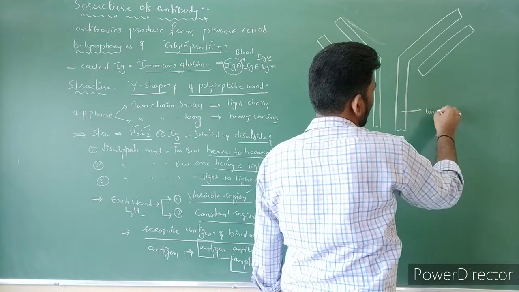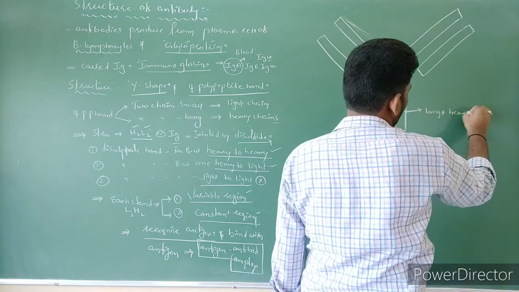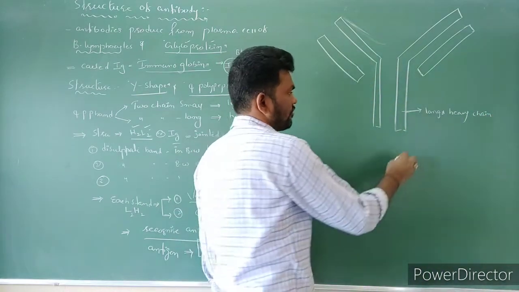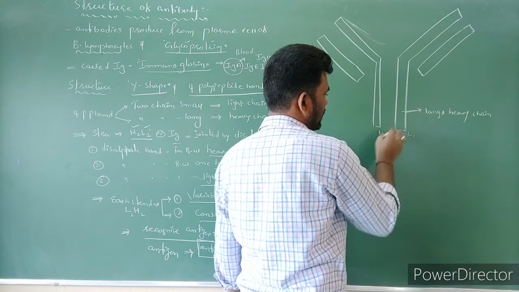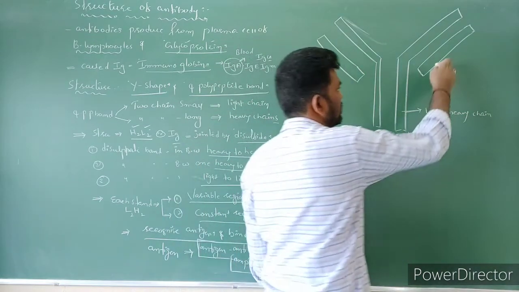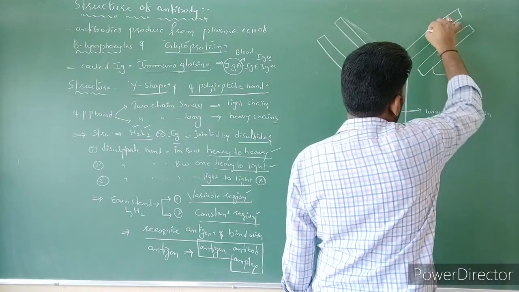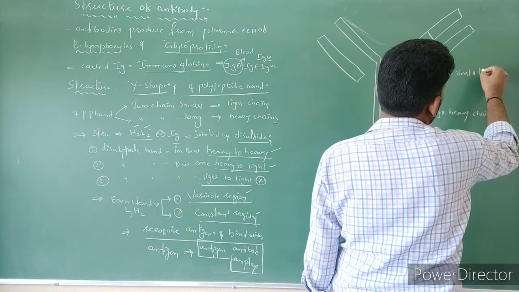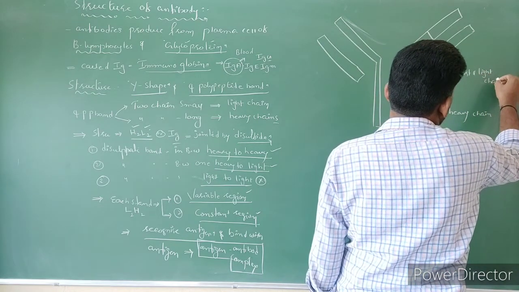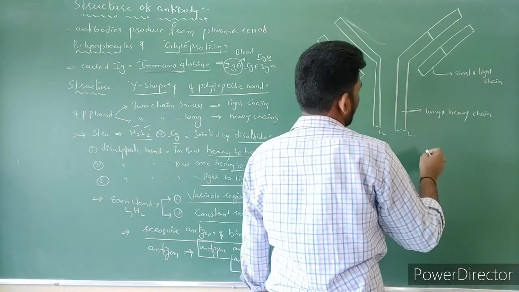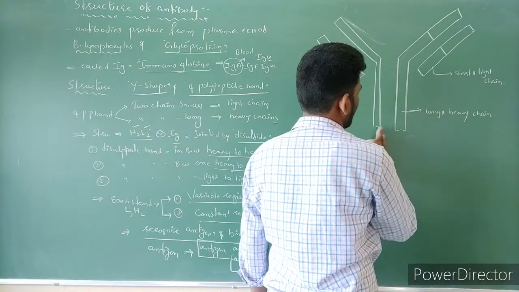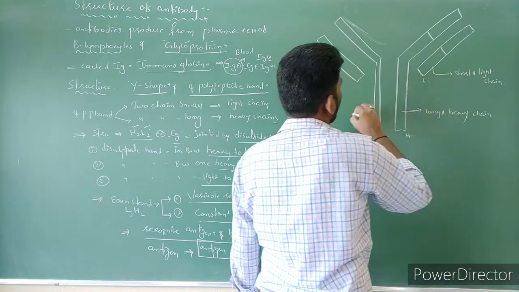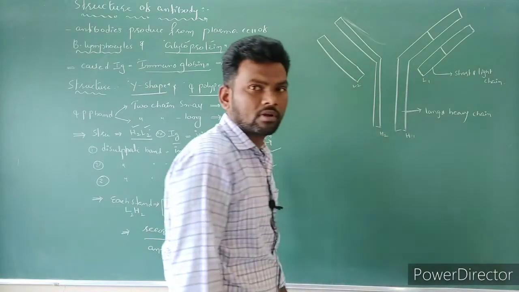is a long heavy chain, polypeptide chain, right? How many long chains can we represent? L1, L2, like. So these are short light chains, right? Sorry, these are long heavy chains we have to represent. Heavy H1, H2. Here light L1 and L2, right?